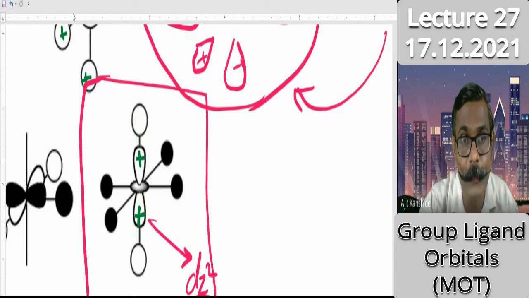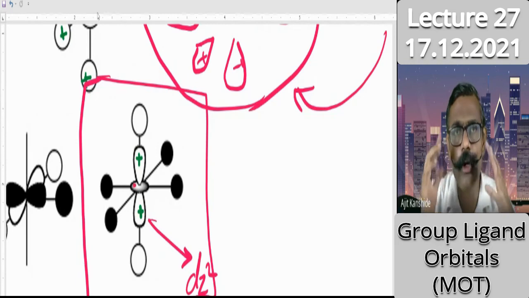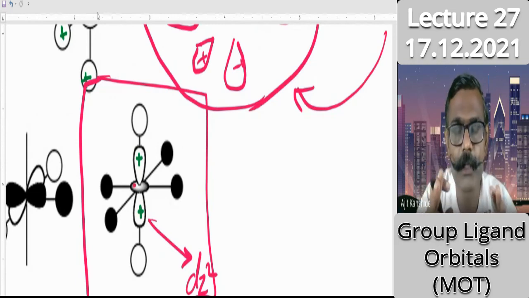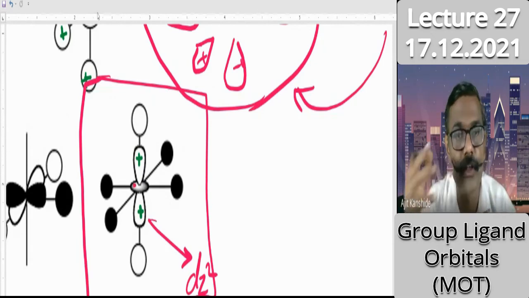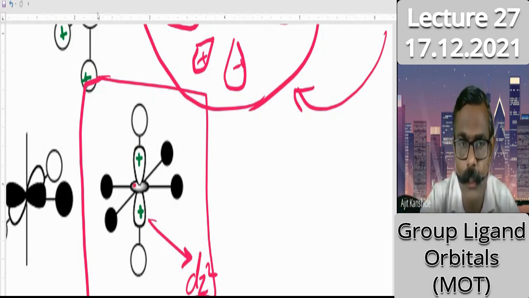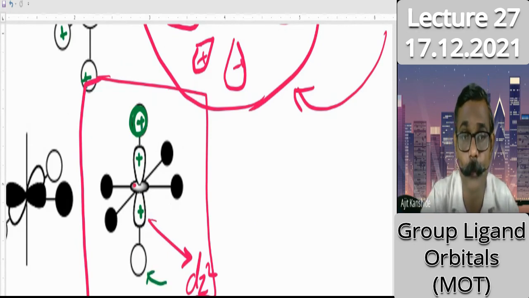So upside there is a positive sign. In the middle the doughnut portion is there, here a negative sign, and downside a positive sign. It is our dz square orbital. For the sake of explanation, I want constructive, additive interference there, so the wave functions should be the same. If it is positive, then what should be the wave function here for this? Positive or negative? Positive. So here positive. What should be the wave function for this? Positive.